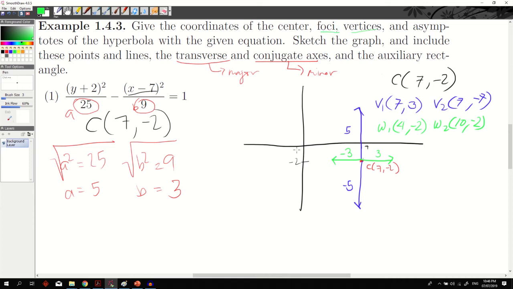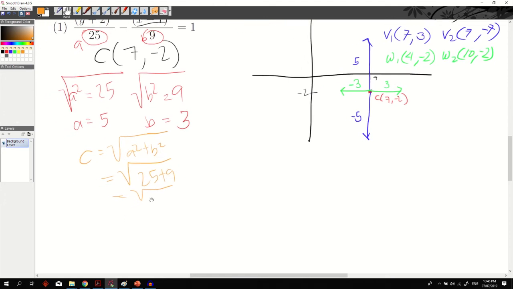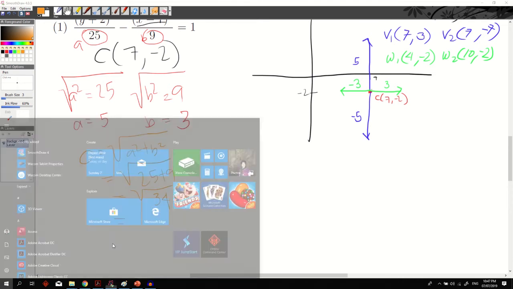Foci. We have no foci yet. Okay, so how to get the foci? So C is equal to the square root of A squared plus B squared. So what is A squared? So we have 25 plus 9, which is equal to the square root of 34. Correct. Okay, 34. So what is the square root of 34?